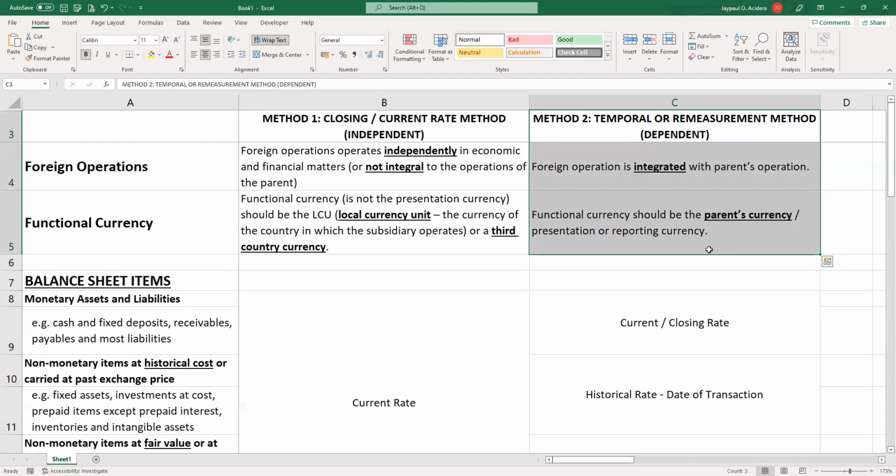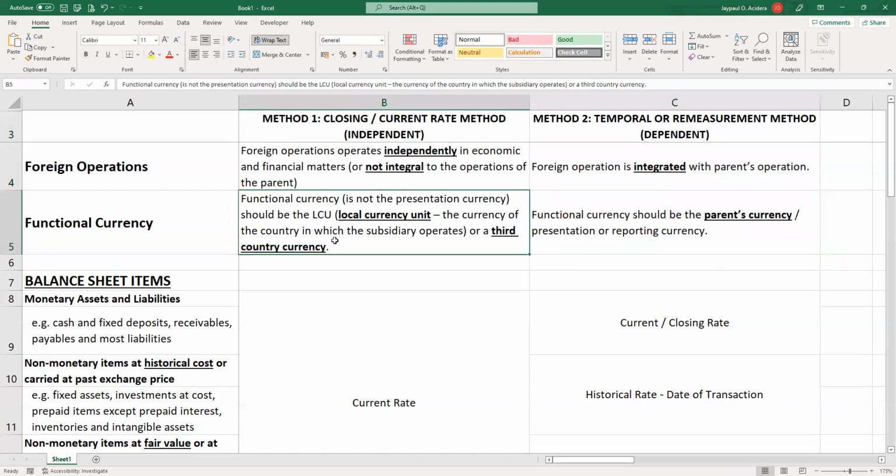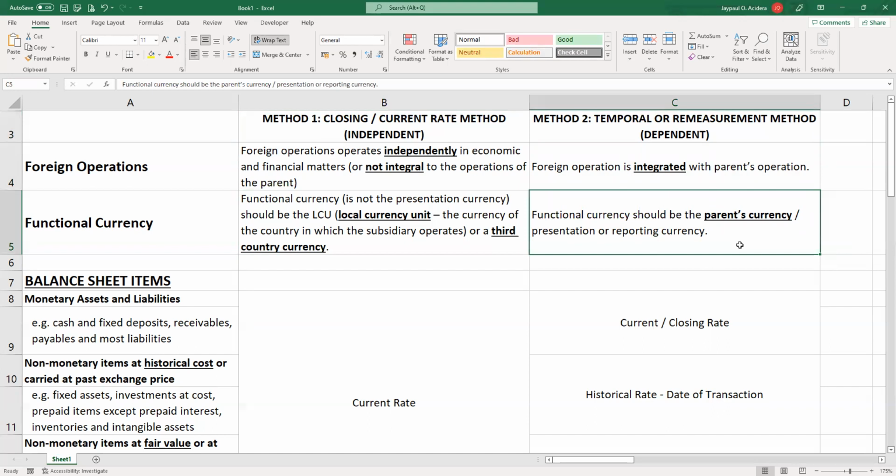Okay, integrated kasi siya. That's why the functional currency is still in pesos. Okay, so napansin niyo kapag LCU yung functional currency, we are using method 1. Kapag nakasunod sa parent's currency, which is in our problems, it's Philippine peso because the parent company is in the Philippines, we're going to use method 2. So later papakita ko sa inyo yung mga statements ng problem para ma-identify ninyo kung kailan gagamitin ng method 1, kailan gagamitin ng method 2.